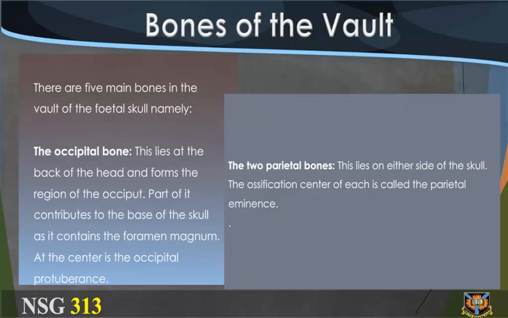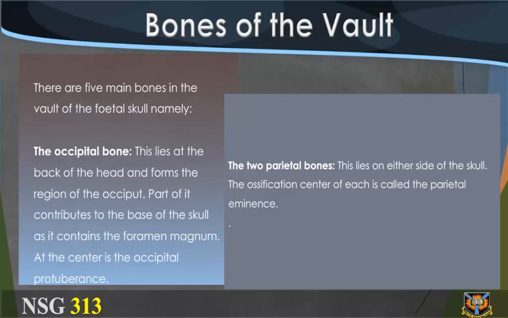Bones of the vault. There are 5 main bones in the vault of the fetal skull, namely the occipital bone. This lies at the back of the head and forms the region of the occiput. Part of it contributes to the base of the skull, as it contains the foramen magnum. At the center of it is the occipital protuberance.